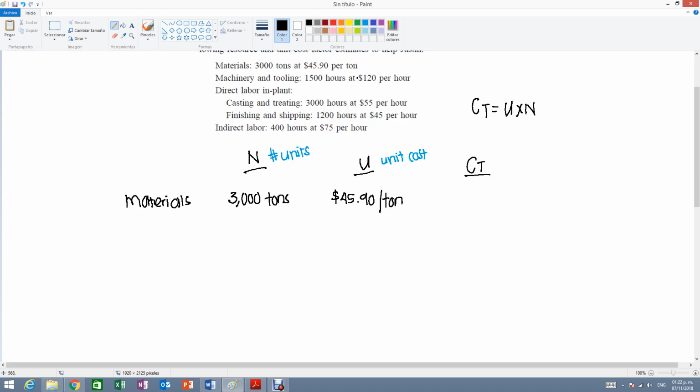Then we have machinery and tooling. This is 1,500 hours at $120 the hour. Then we have something called direct labor. There's a difference between direct labor and indirect labor, and we'll see it later in the other methods. But here it doesn't really matter, but they still want to keep it in a separate category.